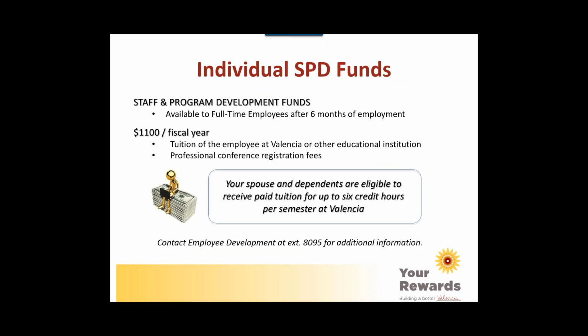The SPD funds, the Staff and Program Development Funds, are available to full-time employees after 6 months of their employment year. You get $1,100 a fiscal year, from July 1st to June 30. For the tuition of the employee at Valencia, you get tuition for Valencia or any other educational institution. That also includes professional conference registration fees. Your spouse and dependents are eligible to receive paid tuition for up to 6 credit hours per semester at Valencia. For more information, you can contact the Employee Development Office.